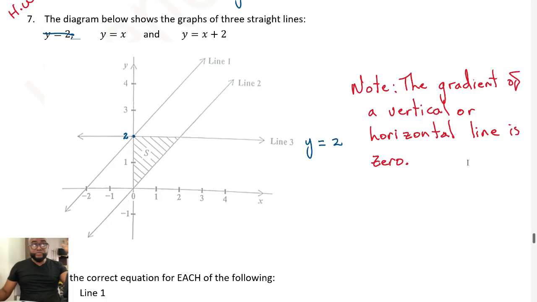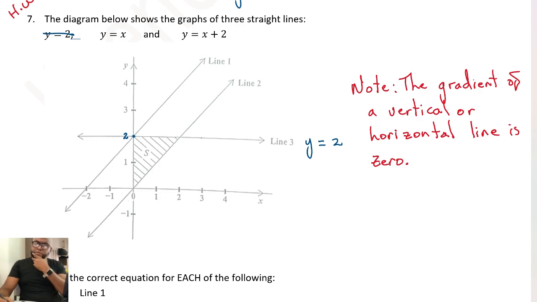So that means if it's y is equal to mx plus c, and m is 0, we'll never have anything with x, because 0 multiplied by whatever x is would be 0. So it'll always be like y is equal to 2, or if it's a line going through x, it'll be like x is equal to 4, right? Everybody catch me there? Vertical or horizontal line, the gradient is always 0.